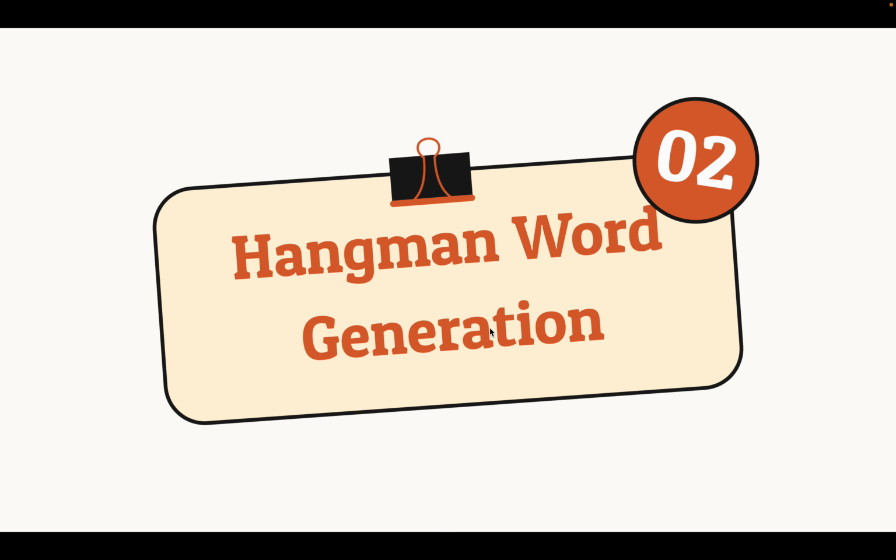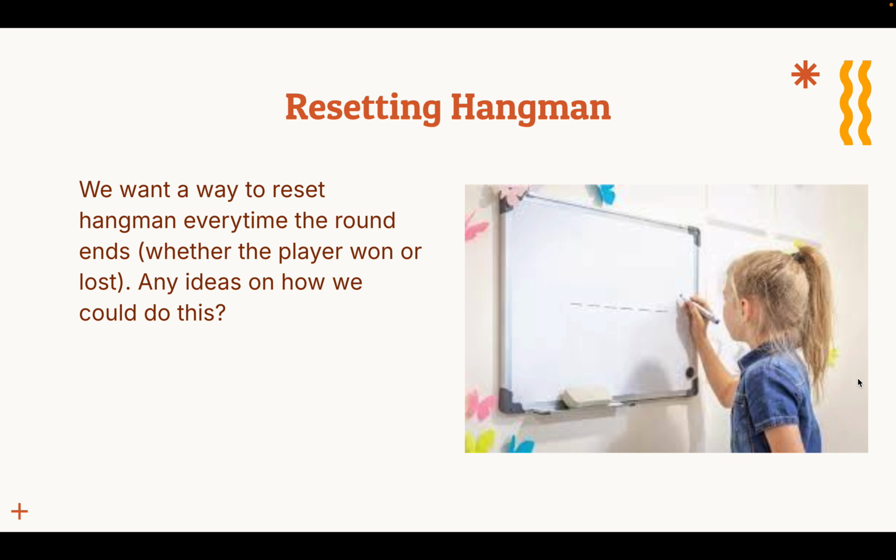Now we're going to be moving on to our final project of Hangman. We're going to be talking about word generation. So resetting Hangman. We want to reset Hangman every time the round ends. That could mean the player has won or lost. Regardless of whether they have won or lost, there are certain things that we do when the round ends, right? So how do we do those things? How do we reset the game? Do you guys have any ideas on how we could do this?